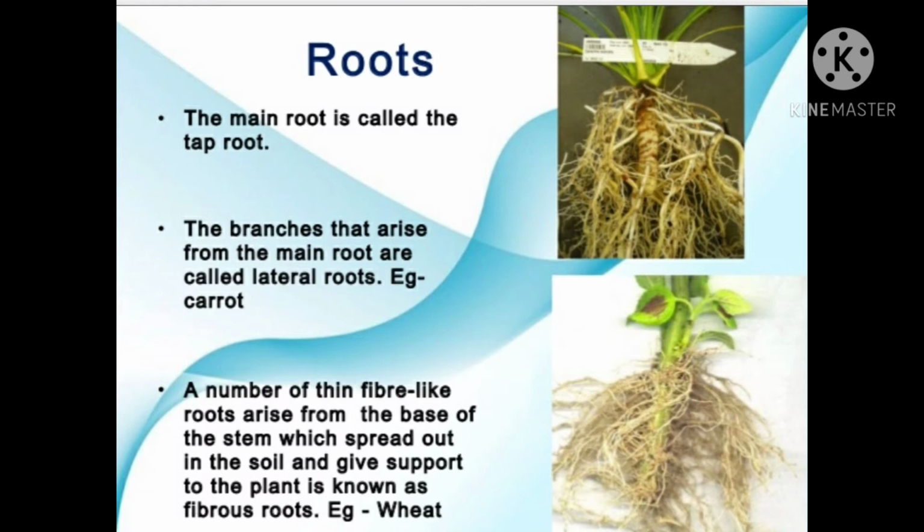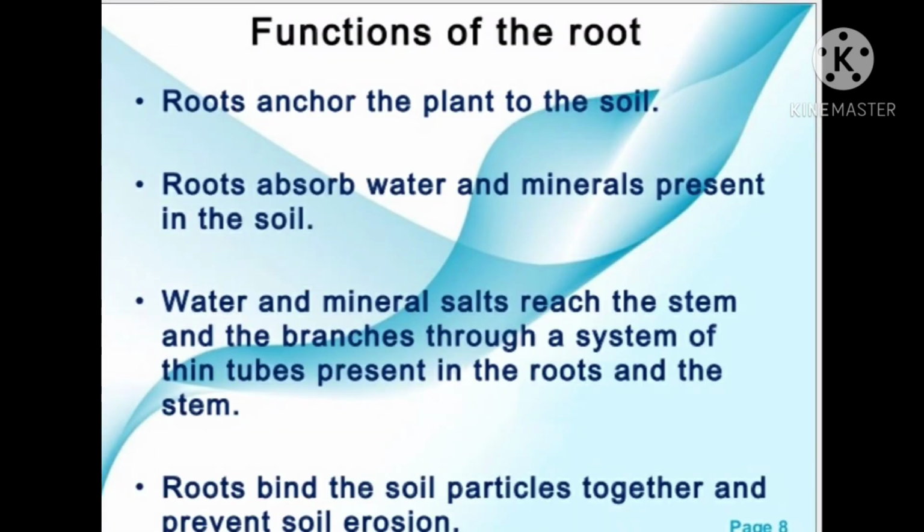Next is fibrous root. In the fibrous root system there is no single main root. It has a cluster of thin, fiber-like roots that develop just below the stem, and these roots do not grow deep into the soil. Plants like maize, wheat, sugarcane, rice, and grass have fibrous roots. Next are the functions of roots. Now there are some functions of roots.